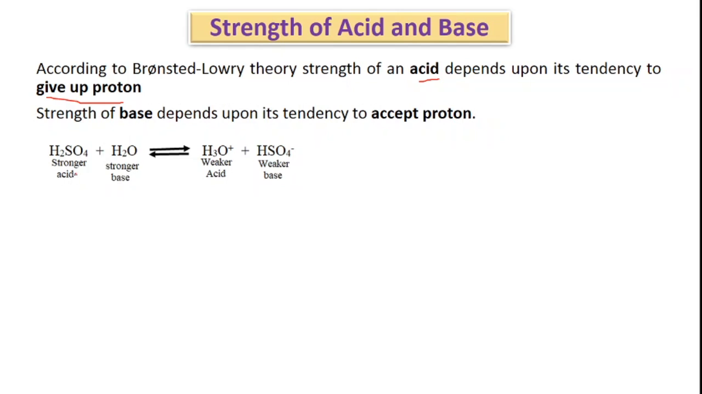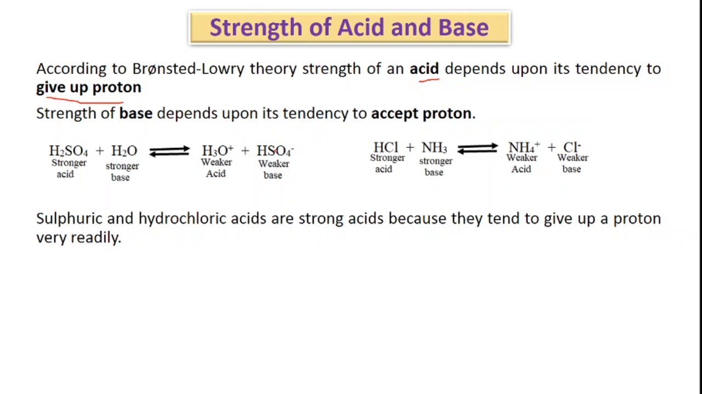For example, consider the reaction of sulfuric acid with water to form H3O plus and HSO4 minus, or the reaction of HCl with ammonia. In these two reactions, sulfuric acid and hydrochloric acid are strong acids because they tend to give up a proton very readily. We know that when H2SO4 is added to water, it immediately releases a proton. Similarly, when HCl reacts with ammonia, it releases a proton to form NH4 plus ion, and thus sulfuric acid and hydrochloric acid are strong acids.